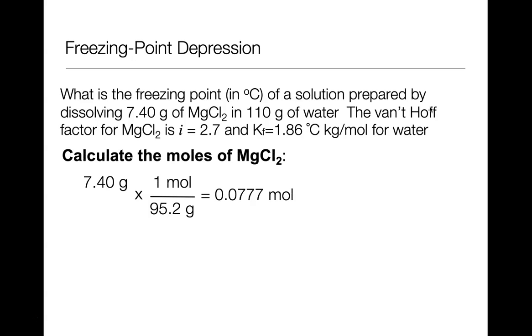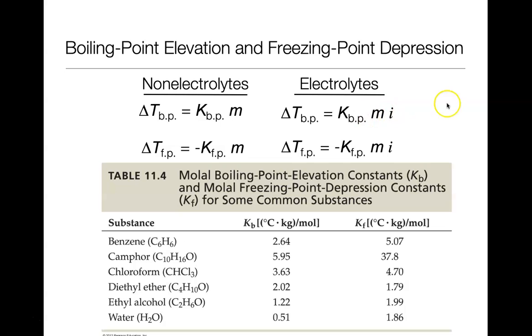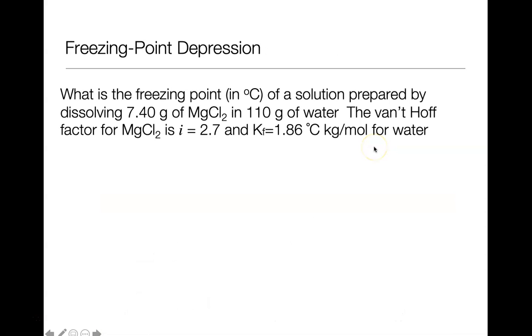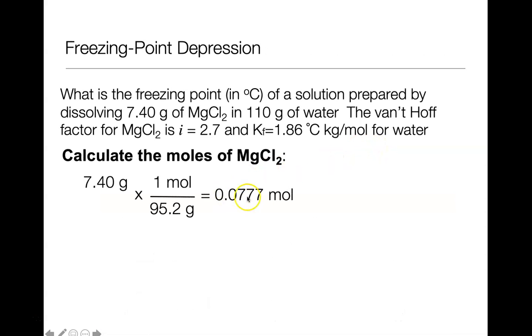So the first thing we can do is convert our grams of magnesium chloride to moles of magnesium chloride. Because if we look back at our old equation, I'm going to need a couple of things. If we're looking at freezing point depression, I was given the K. I'm given the i. But what I need to figure out is molality, right? Molality is moles per kilogram. So I need moles of solute, and there I got it for MgCl2.